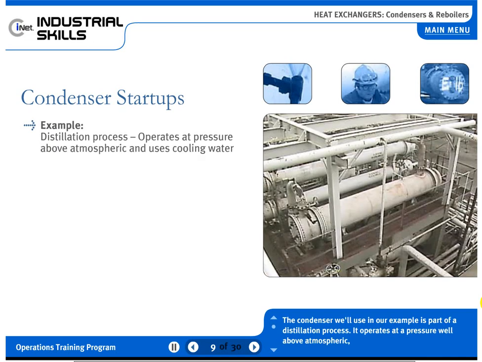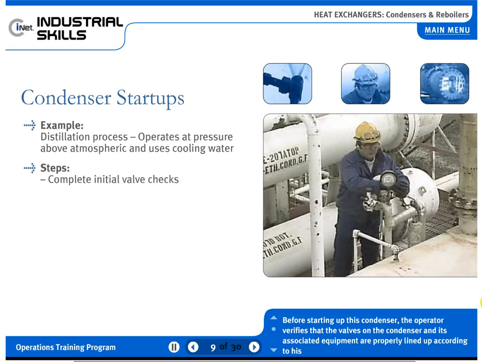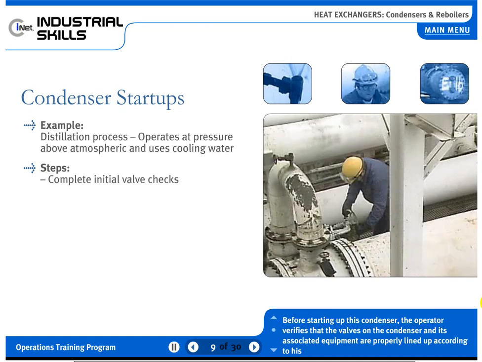The condenser we'll use in our example is part of a distillation process. It operates at a pressure well above atmospheric, and the cooling in the condenser is accomplished by water that passes through the tubes. Before starting up this condenser, the operator verifies that the valves on the condenser and its associated equipment are properly lined up according to his startup procedure.